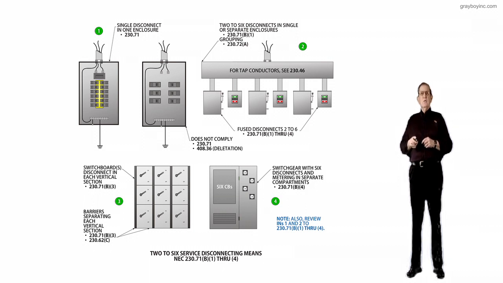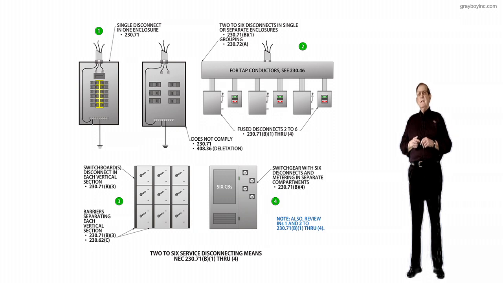Now, let's look at number 3 in green. Barriers separate each individual section in accordance with 230.70B3 and 230.62C. See those barriers? So I got a main here, everything below it. Main here, everything below it. Main here, everything below it. Now, notice that under barrier separation in switchgear, that's okay, but these panel boards up here, you don't have a barrier there, see?